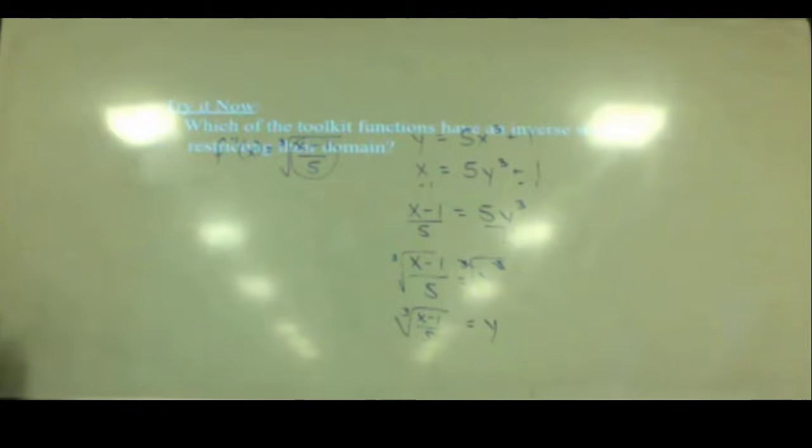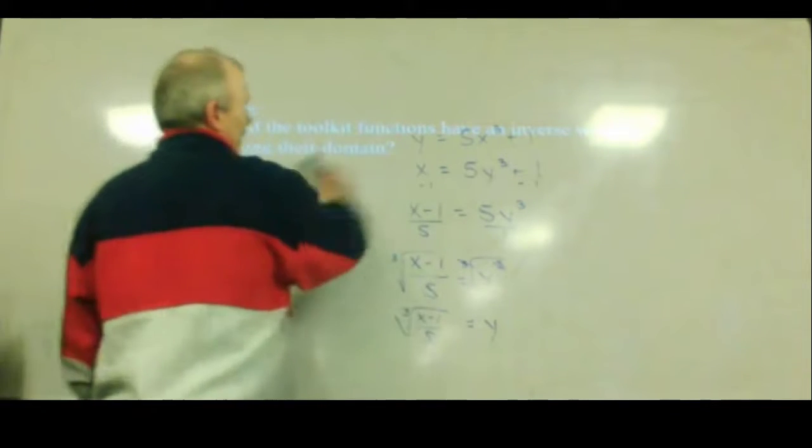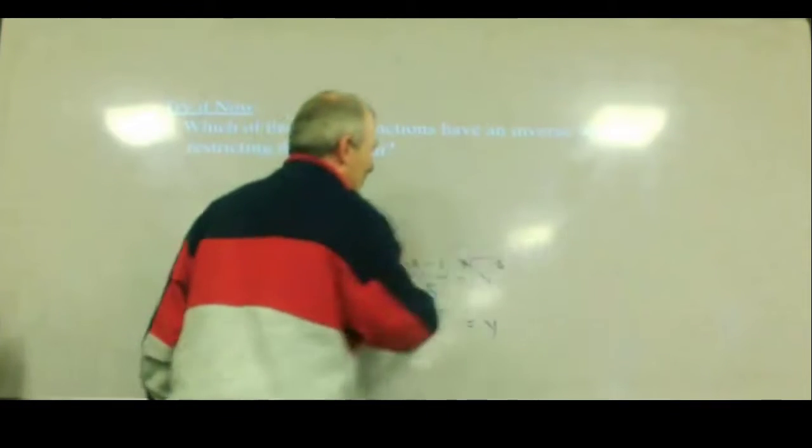Now, very quickly, and I know this is not in your notes, I just want to double check. It's not going to take long, so we're almost done. I just want to go through our toolkit functions again to review what they look like, but also to ask this question. Which of the toolkit functions have an inverse function? I should probably put function without restricting their domain. In other words, which of them will pass the horizontal line test?